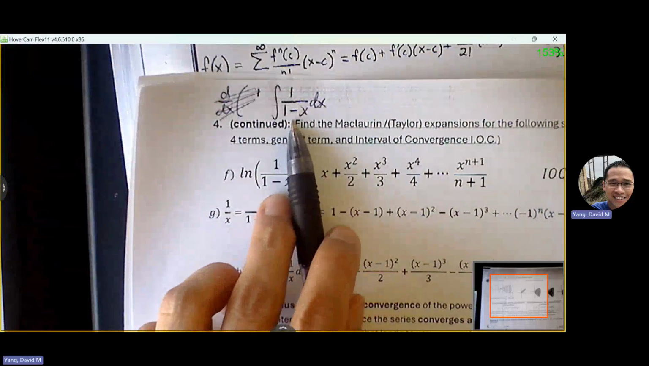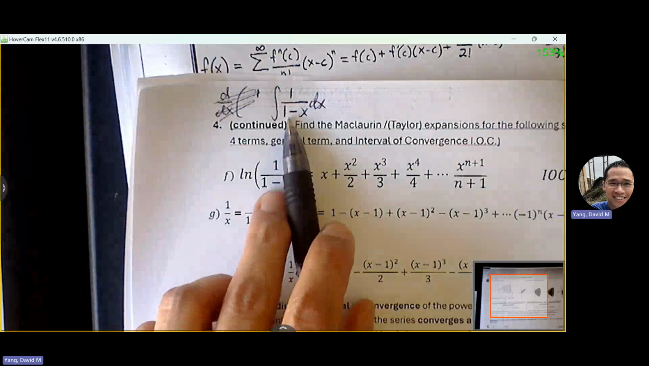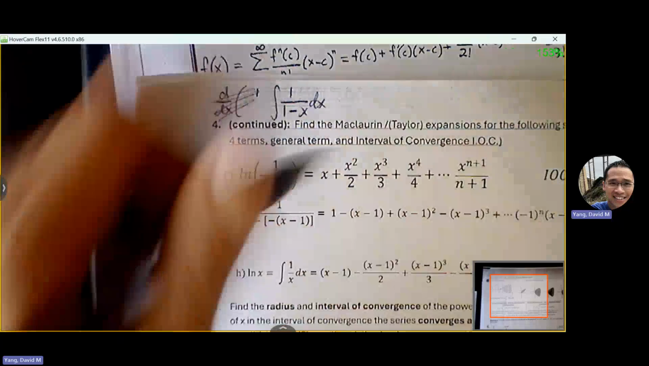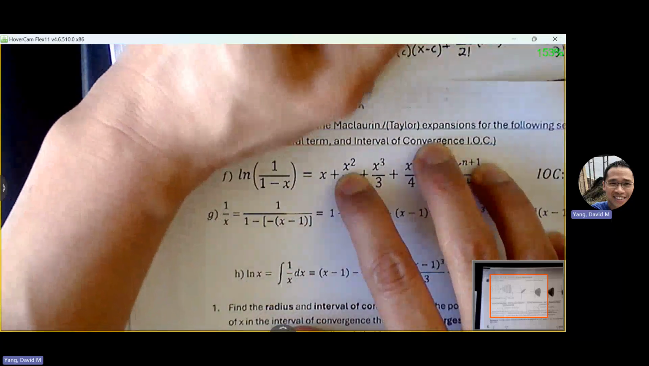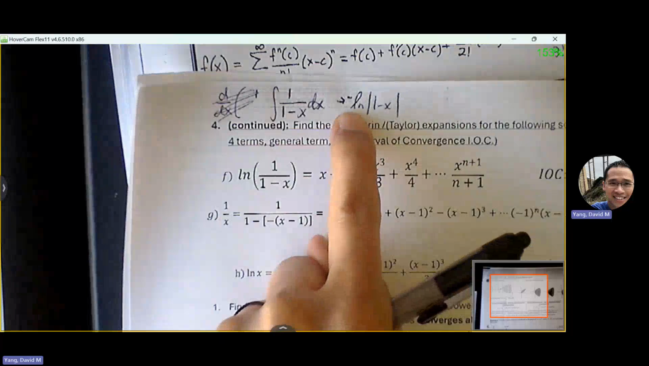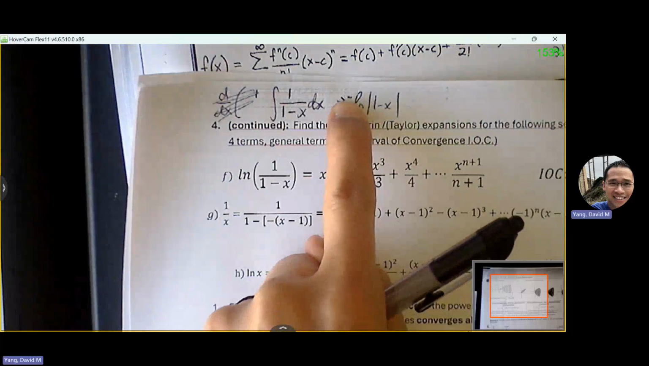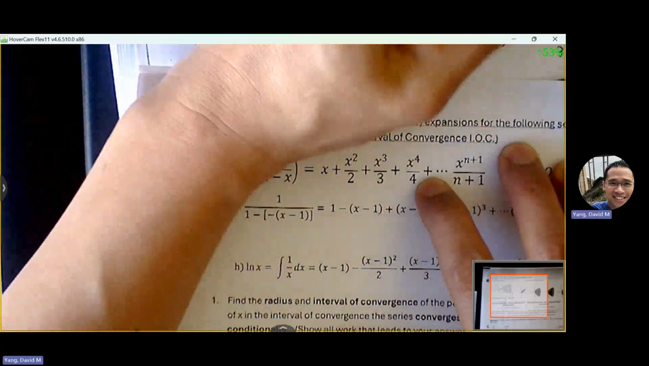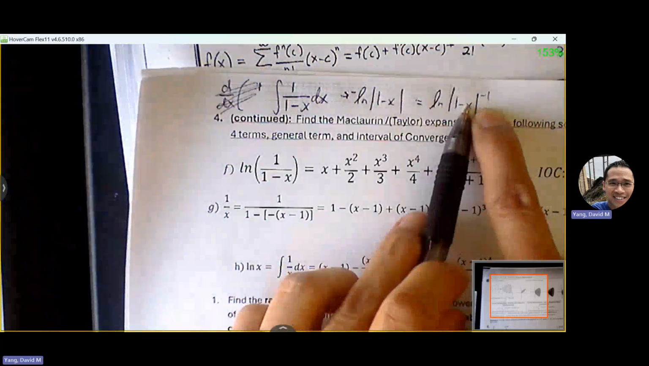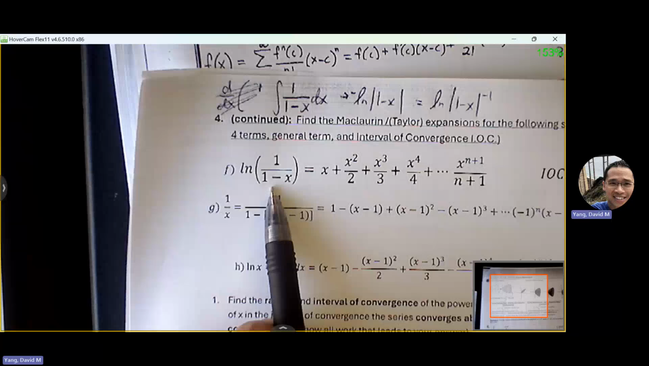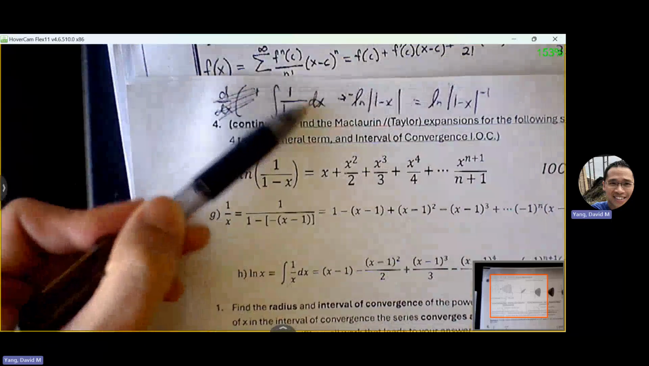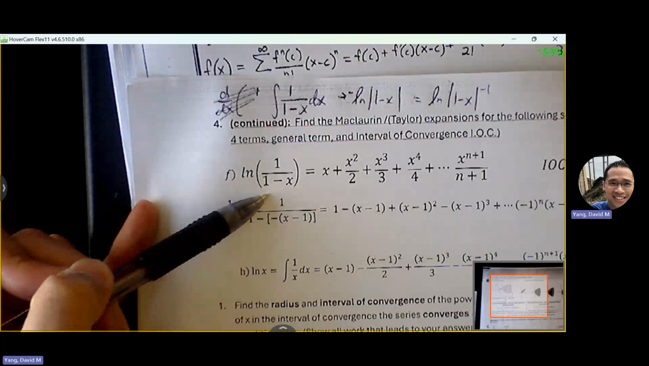So if we know that the integral of 1 over 1 minus x, if we go through u substitution, it'll end up giving us natural log absolute value of 1 minus x. But u substitution will produce a negative. And that negative can be transferred up to be 1 minus x to the negative 1. And that's where we can flip that to make it natural log of 1 over 1 minus x. But the connection with f is the fact that it's the integral of the 1 over 1 minus x.